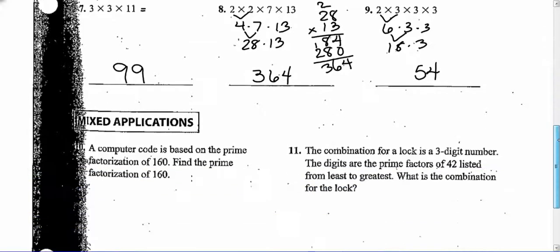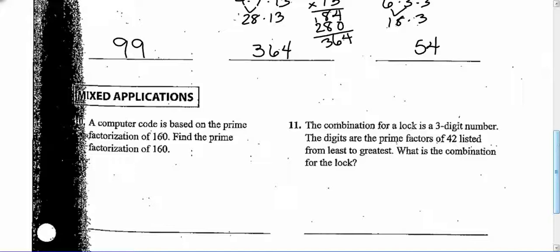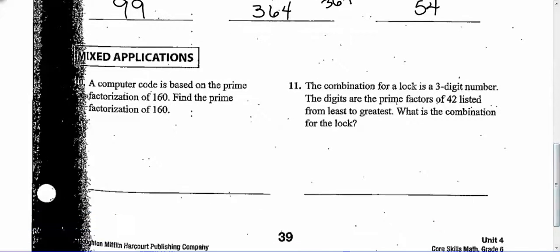All right, and lastly at the bottom it says a computer code is based on the prime factorization of 160. Find the prime factorization of 160. So you had to take 160 and break it down like you did all the other ones. So 16 is what I think of when I see 160. So what could we break 160 into? Junia?